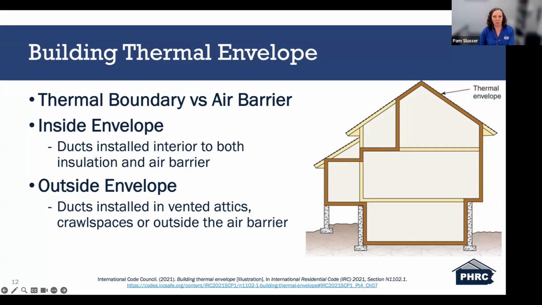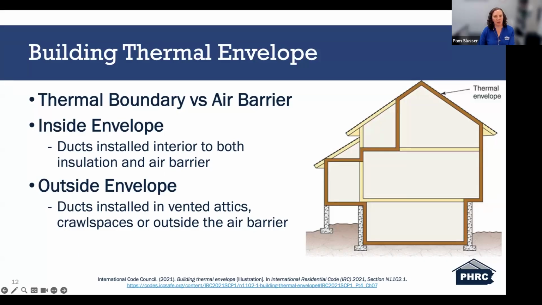It's important to distinguish between the thermal boundary and the air barrier, although ideally they do align and they are continuous, typically. The thermal boundary is defined by the insulation. It resists conductive heat transfer, where the air barrier controls air leakage, preventing uncontrolled infiltration and exfiltration. When those two layers are misaligned or discontinuous, we can create pathways for energy loss, moisture migration, and potential durability issues as well. So now let's relate this directly to ductwork placement.